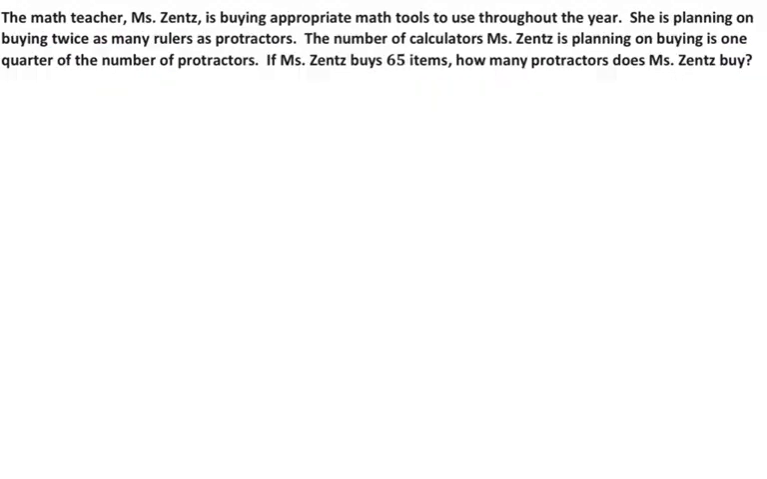In our last example, the math teacher, Ms. Zentz, is buying appropriate math tools to use throughout the year. She is planning on buying twice as many rulers as protractors. The number of calculators Ms. Zentz is planning on buying is 1/4 the number of protractors. If Ms. Zentz buys 65 items, how many protractors does Ms. Zentz buy? So here we only want to know how many protractors, but we're still going to have to figure out how many of each she bought in order to do that.